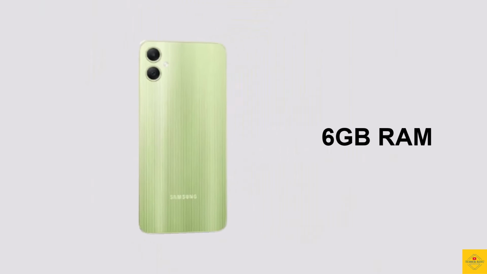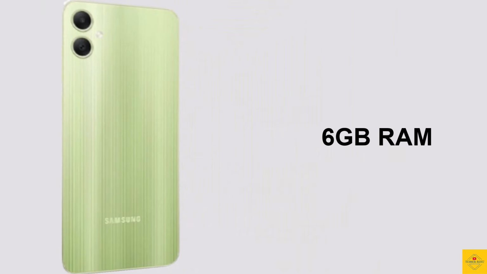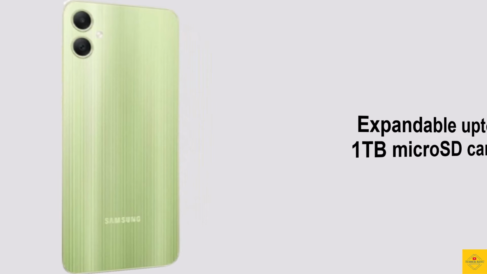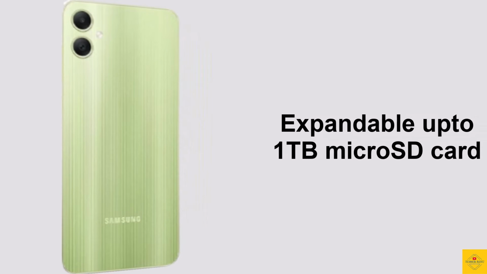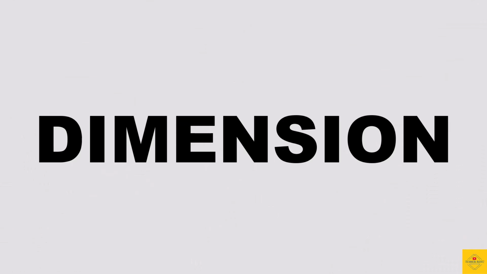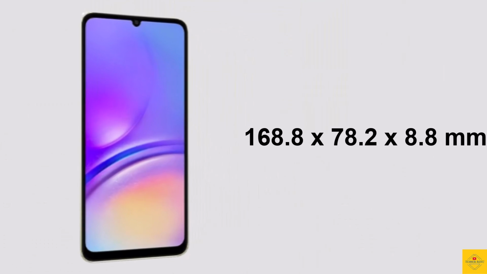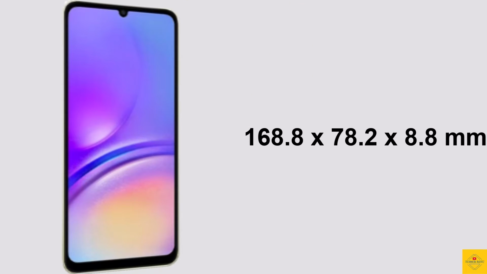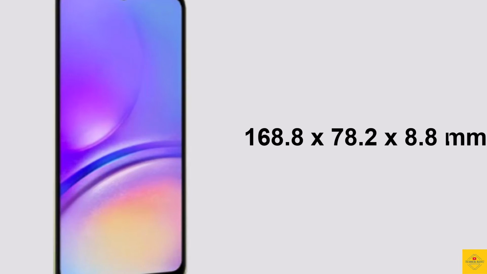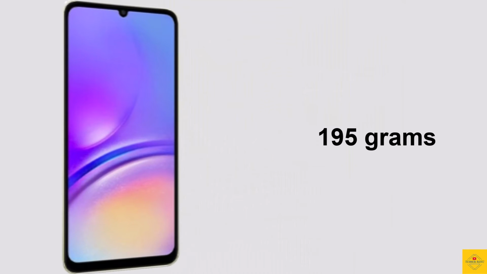In terms of storage, the smartphone comes with 6 GB of LPDDR4X RAM and 128 GB of eMMC 5.1 onboard storage, which is further expandable up to 1 TB with a dedicated micro SD card slot. The physical dimensions of the smartphone measure 168.8 by 78.2 by 8.8 mm, and it weighs around 195 grams.